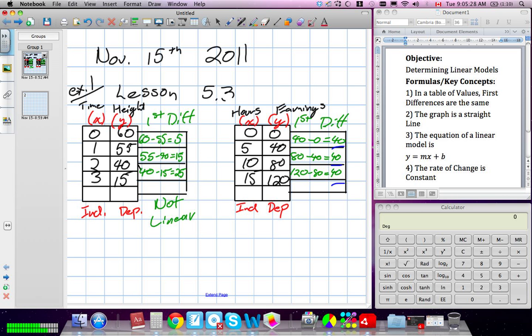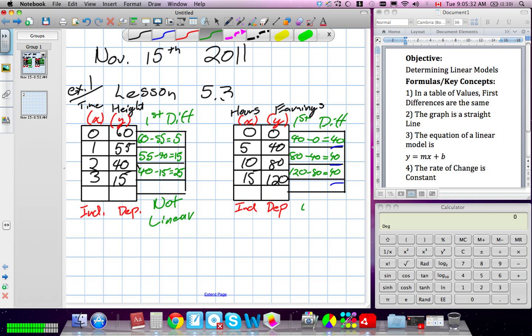So is this a linear model? Yes, this is a linear model. So anytime you have a table of values laid out like this and you have to determine if it's linear or nonlinear, you need to take the first differences of the numbers. Okay.